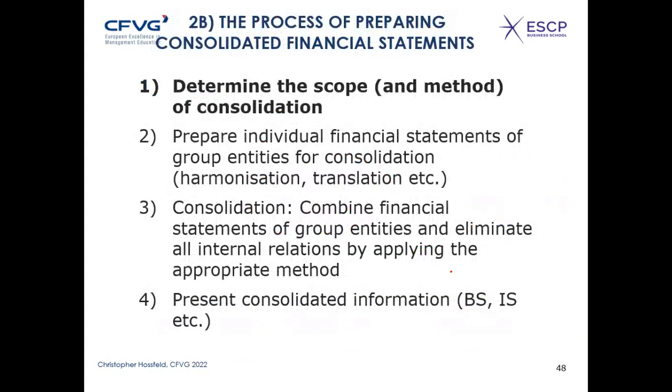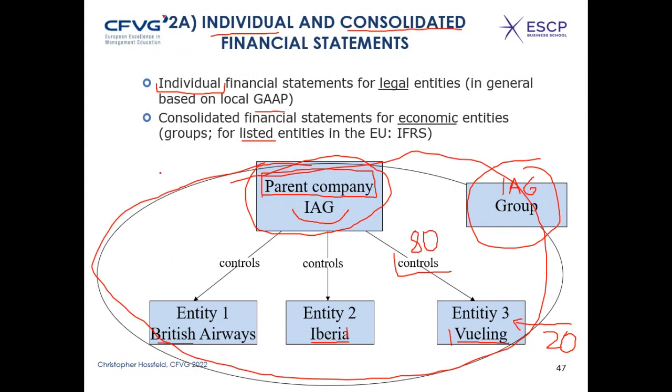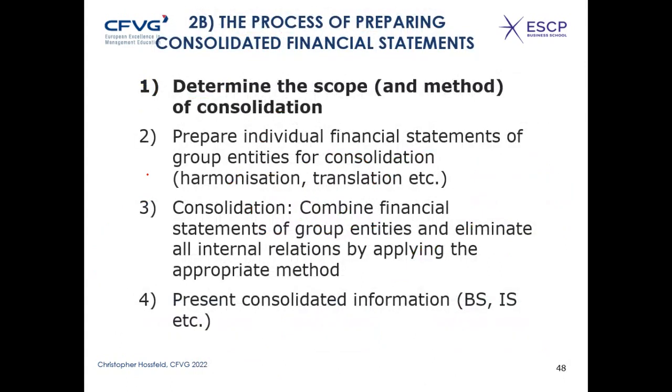And the process of how to prepare those consolidated financial statements is basically a four-step process that you can see here. The first step is to determine the scope of consolidation. Scope of consolidation means basically I have to see which companies are inside the circle, which companies are part of my group, and which companies are not part of my group. So the scope of consolidation is basically the size of the circle and who is inside the circle or not. And I will explain to you how this works.